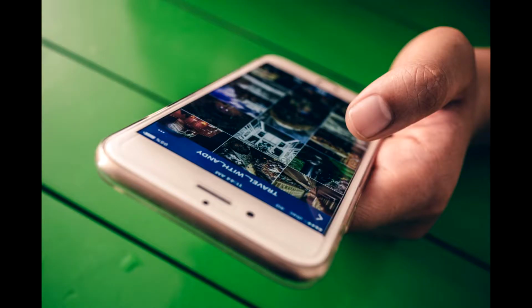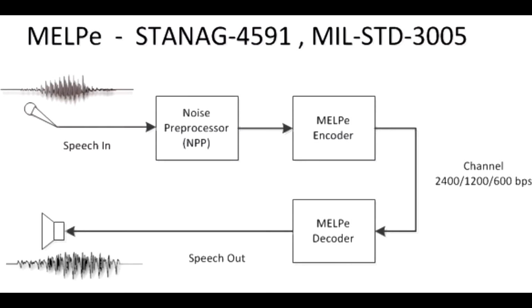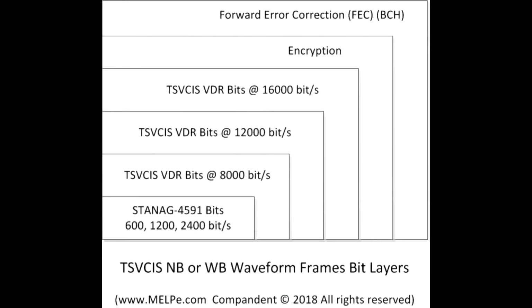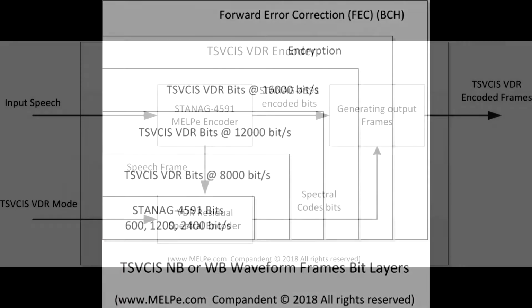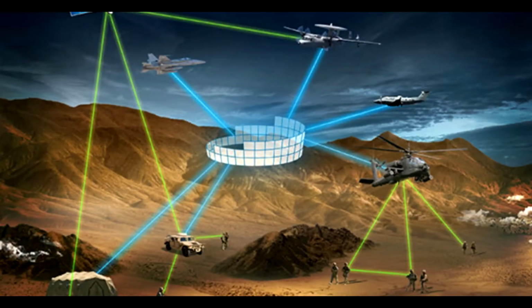The Compandent MELP-E Android application project and source code are provided to our customers as a reference implementation project for the purpose of developing voice applications such as Secure Communications Interoperability Protocol, known as SCIP 210, or Tactical Secure Voice Cryptographic Interoperability Specification, known as TSVCIS based application.